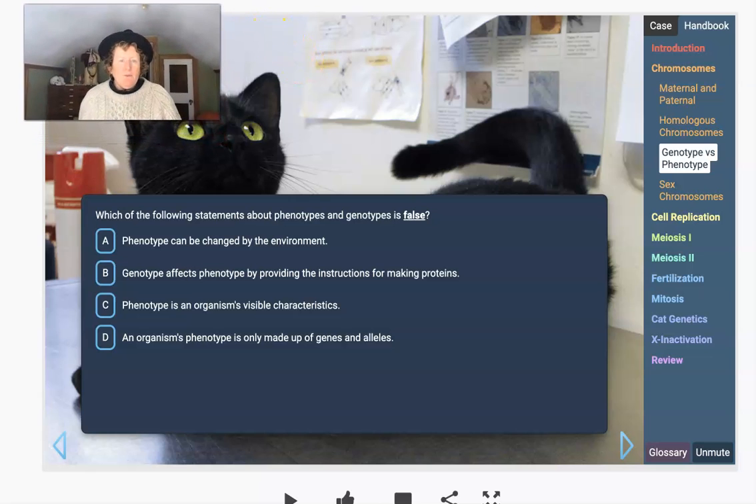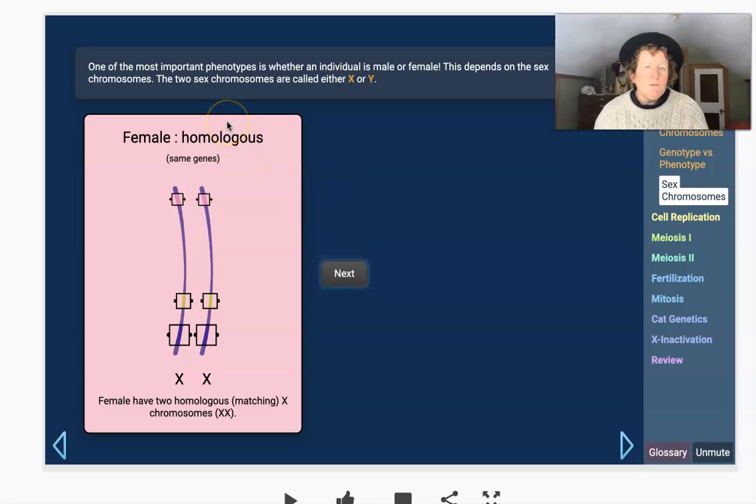Which of the following statements about phenotypes and genotypes is false? Phenotype can be changed by the environment. Genotype affects phenotype by providing the instructions for making proteins. Phenotype is an organism's visible characteristics. An organism's phenotype is made up only of genes and alleles. I'll let you decide.